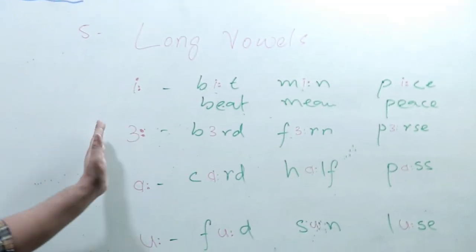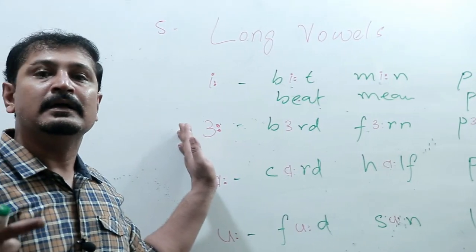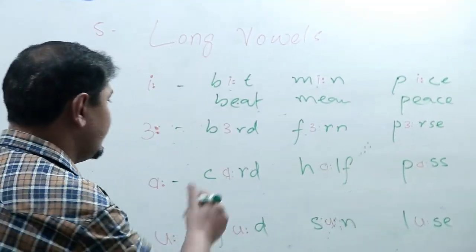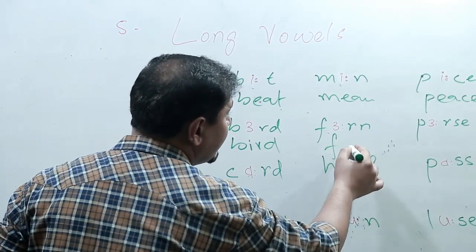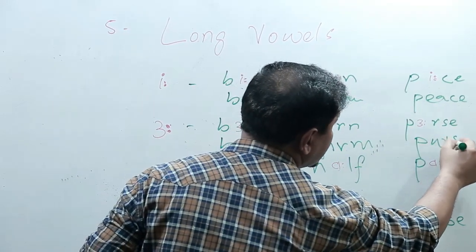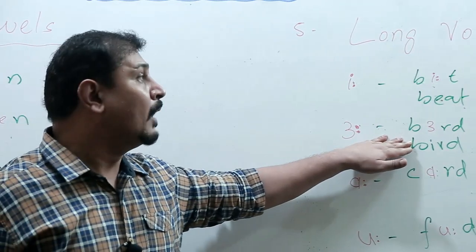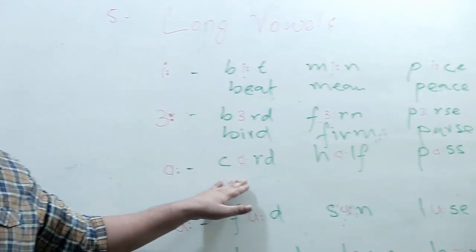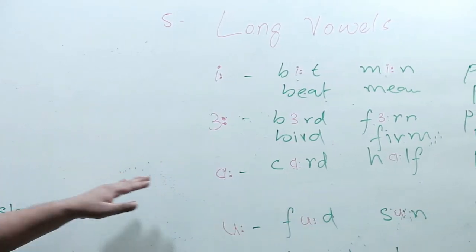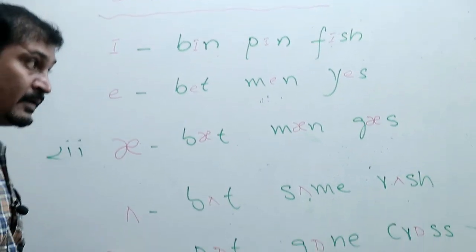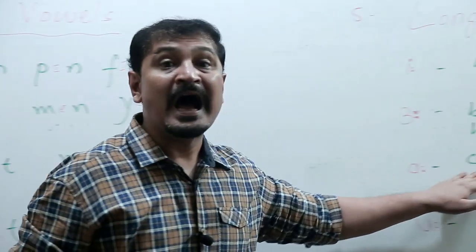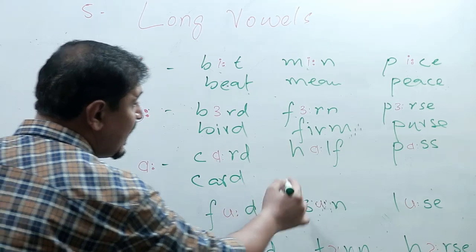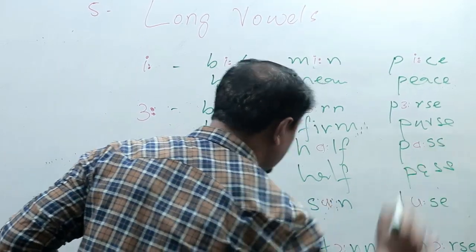The second one is the double a sound, the words like bird, farm, purse. If you write, it will be bird, firm, purse. The third one is a, and it is different from this sound. The words are card, half, pass. If we write them, as we say card, half, and pass.